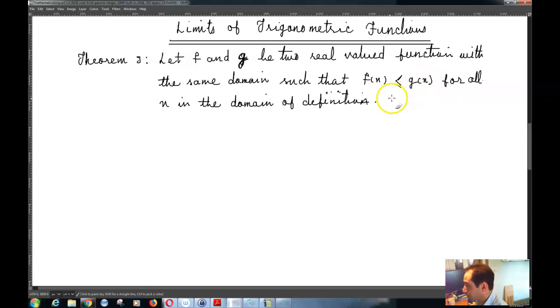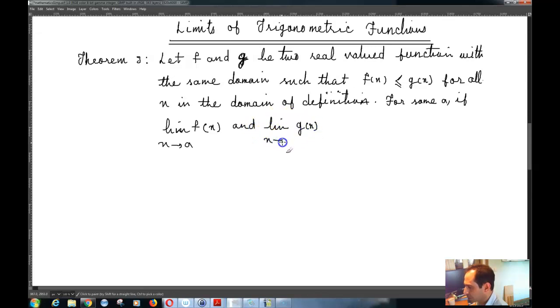For some a, if the limit of f of x when x tends to a, and the limit of g of x when x tends to a, exist, if both of these limits exist, then based on the information that you have here, you can say that the limit of f of x when x tends to a is less than or equal to the limit of g of x when x tends to a.